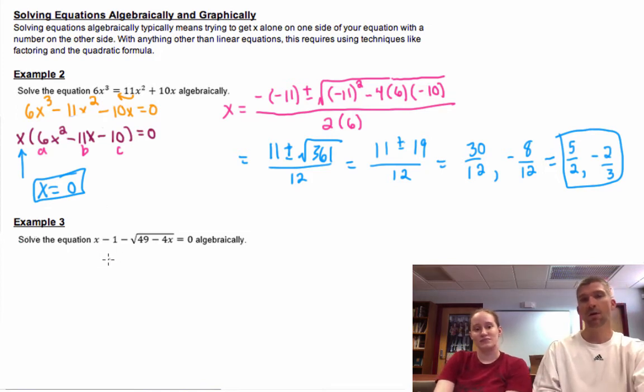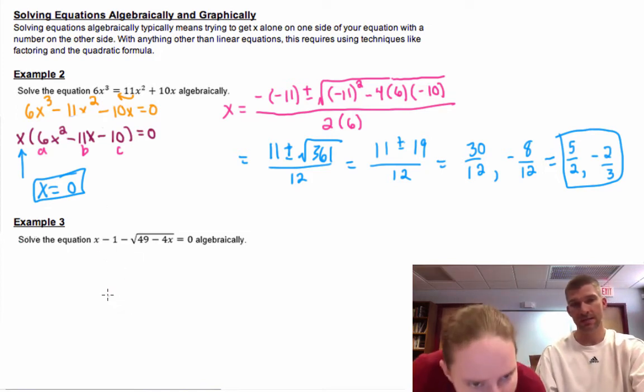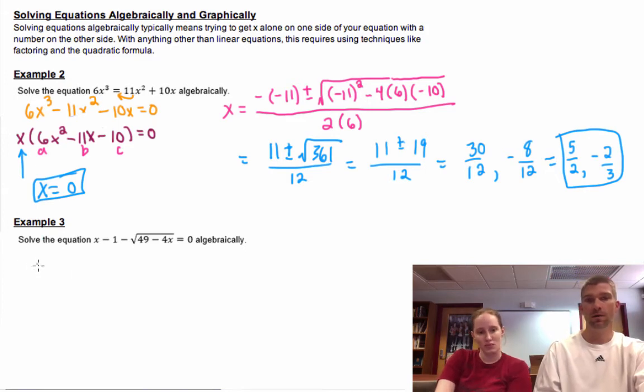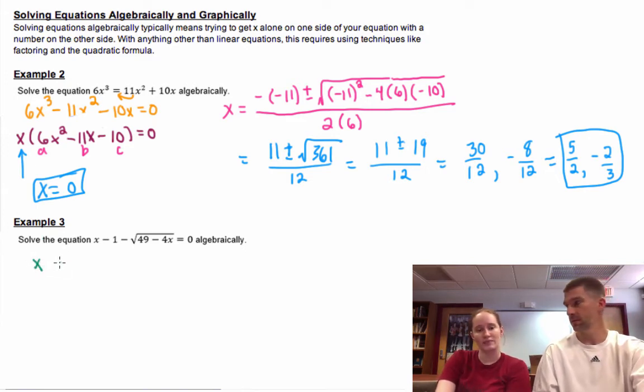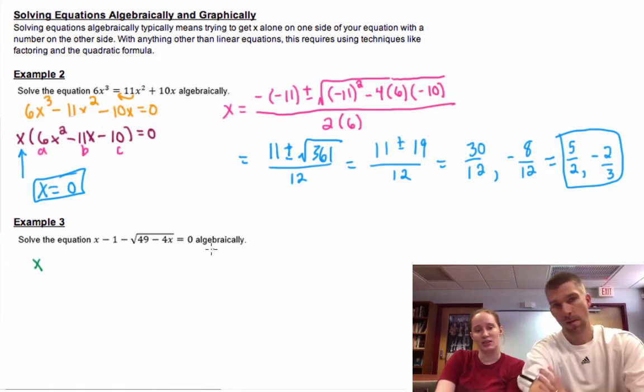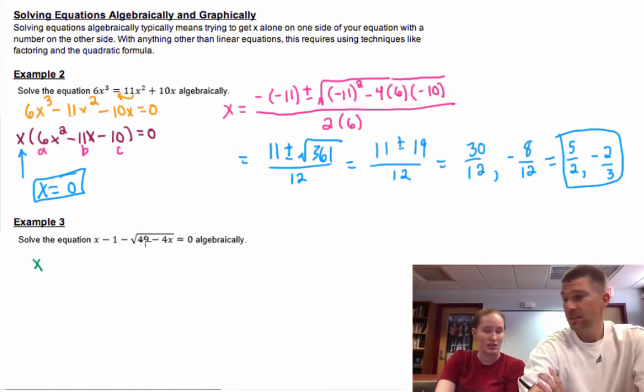I already don't like example 3 because it has a square root set apart from other stuff. So my suggestion is that we get the square root by itself. Positively by itself?